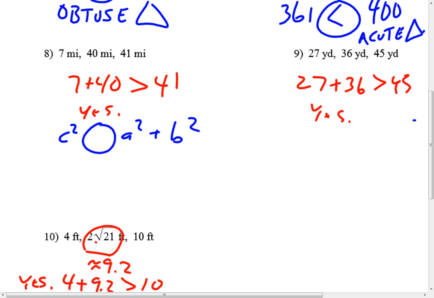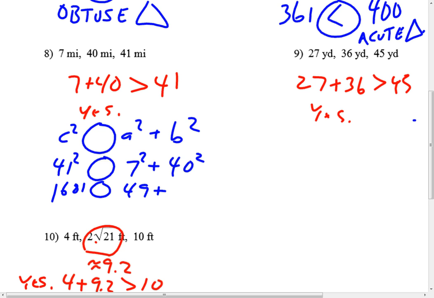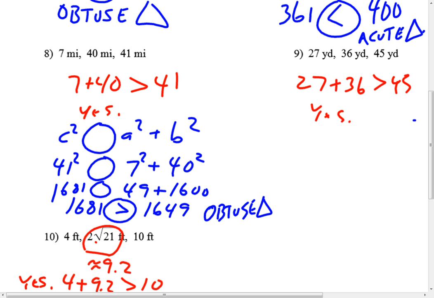Need to see that for every question on the quiz. On the test, I don't care. But for this, show me the formula, then substitute, so I can see where things are going. It's greater than 1649. 8. And what does that mean? Greater than? Obtuse. These rules only apply if I've got the c squared off to the left.